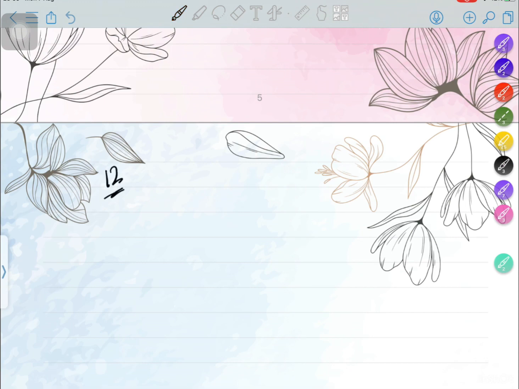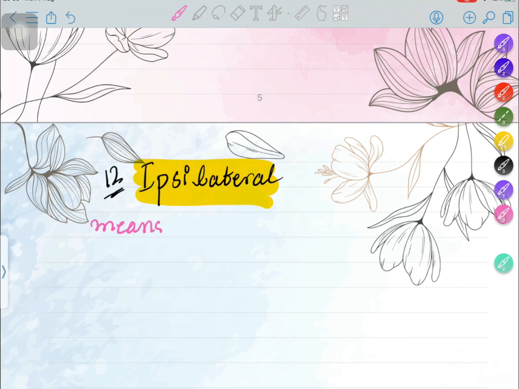The 12th term which we're going to do is ipsilateral. Not iso, sorry, ipsilateral. Now if contralateral means opposite, what should ipsilateral mean? Ipsilateral means that they are on the same side. The easier version you could say is, they are on the same side.